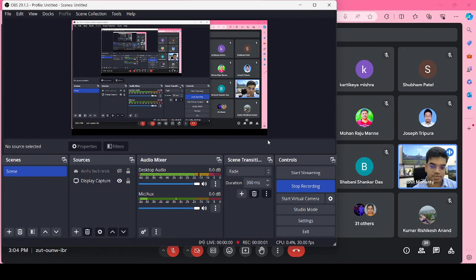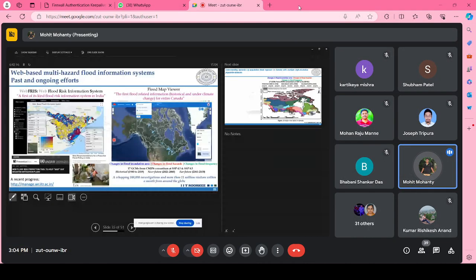After all this work, what we also try to do is create some kind of web-based interface. So recently, after creating the understanding of that, we have created a web-based information system which is called Manage. This website is publicly available. You can click on this particular website and it will give you all the information related to flood risks.